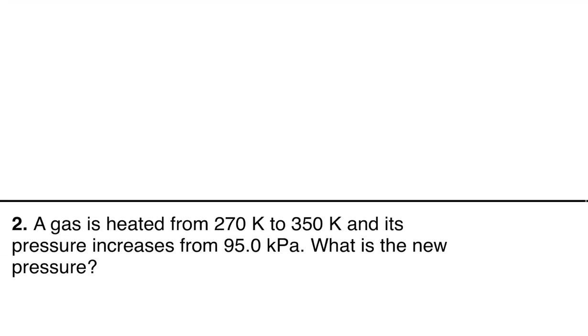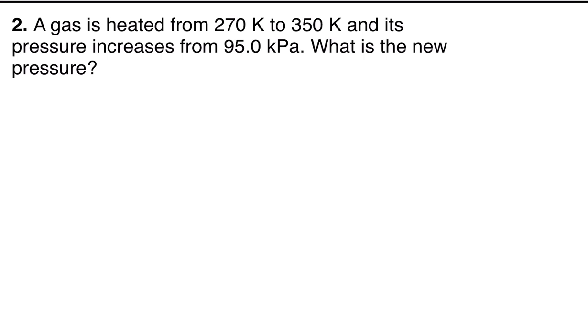Let's try another problem. A gas is heated from 270 Kelvin to 350 Kelvin, and its pressure increases from 95 kilopascals. What is the new pressure? So once again, let's write out our equation. P1 over T1 is equal to P2 over T2. Now, once again, we're isolating for P2. So P2 is going to be equal to P1 times T2, sorry, not T1, over T1.